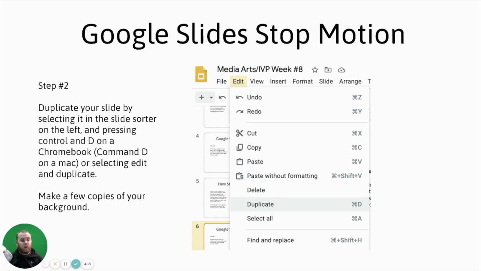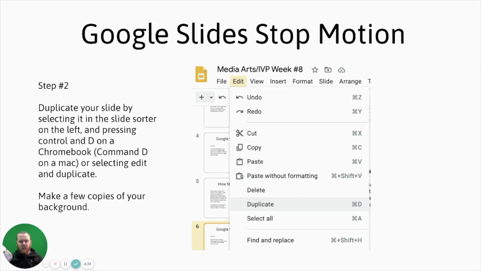So you're going to make a few copies of your background. So pick any background you want. You could do this like as a spaceship traveling through space or a landscape. It doesn't matter. Just experiment with it. Find a background that you want to have for your video and make a few copies of it. So maybe have 3 or 4 slides of just your background.